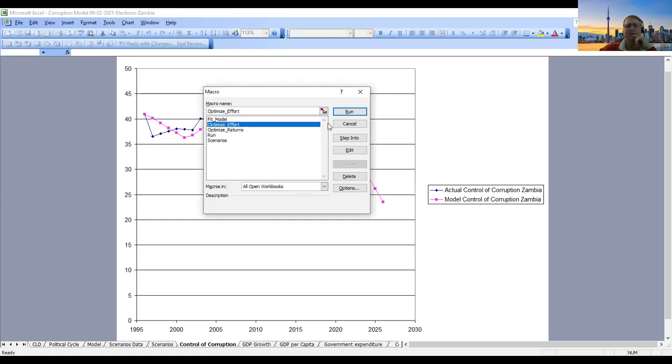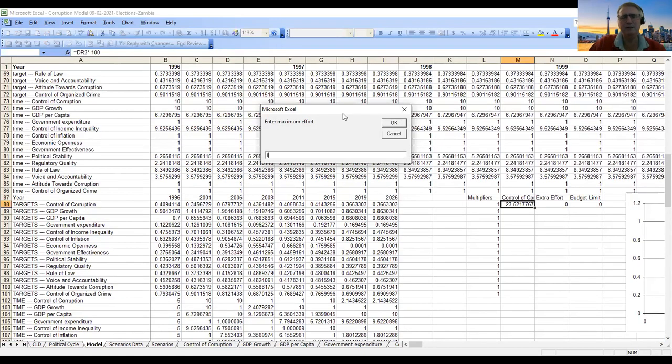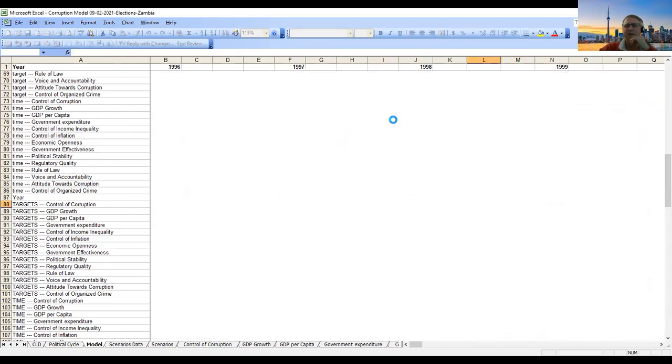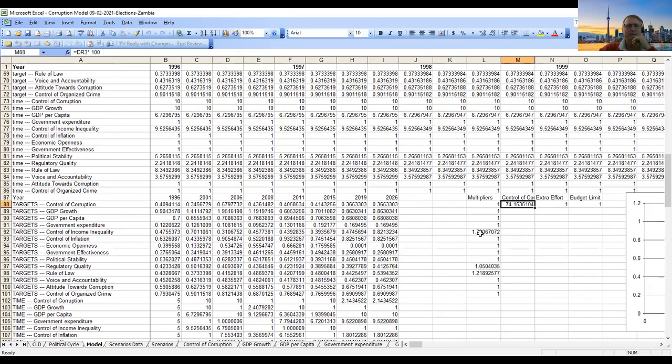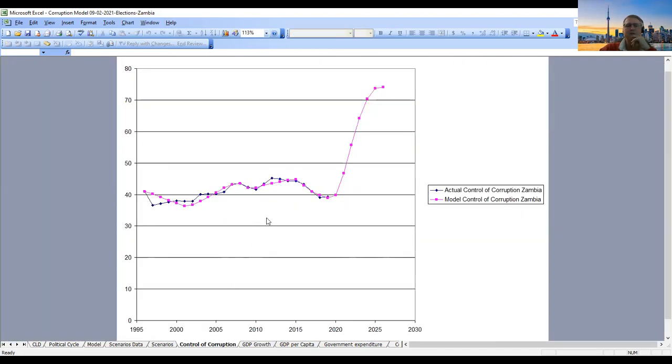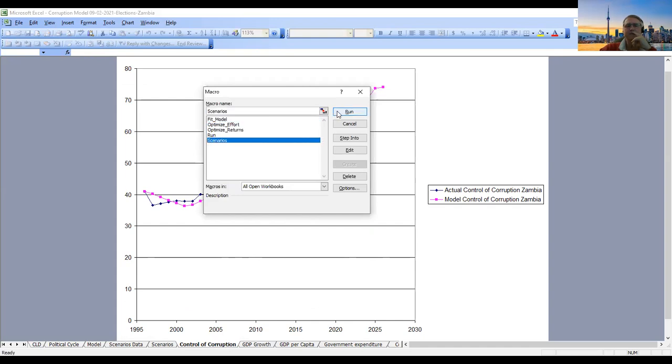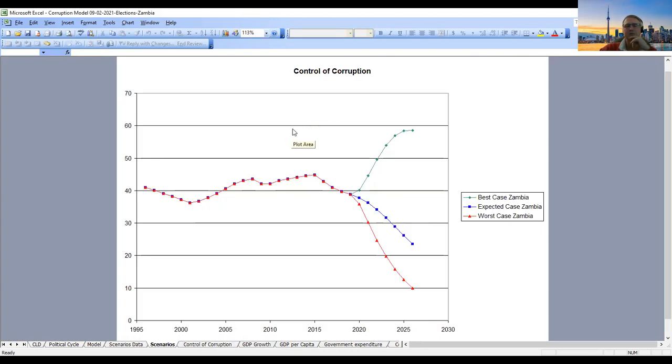So if we allocate effort to trying to improve the control of corruption, we can get this kind of allocation to income inequality, to regulatory quality, and to rule of law. And we can get quite a significant improvement in the situation for Zambia. And if we run the model again for the 3 scenarios, we get this picture, which shows that improving the institutional quality can have a huge effect on improving the control of corruption compared to the status quo.